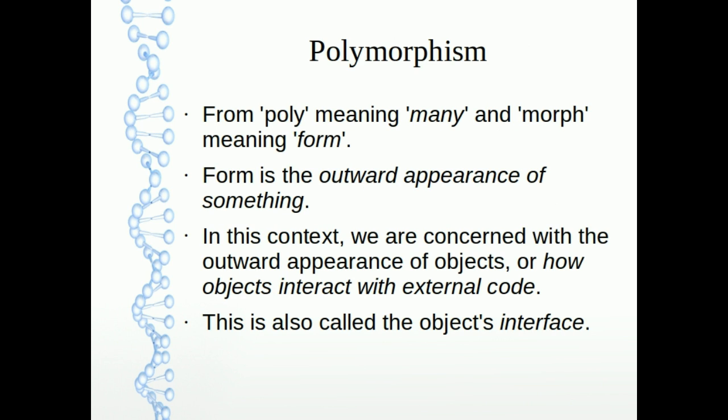Polymorphism comes from the word poly, meaning many, and morph, meaning form. Form is the outward appearance of something, and in this context we are concerned with the outward appearance of objects, or how objects interact with external code, meaning code outside the class declaration for that object. This is also called the object's interface.